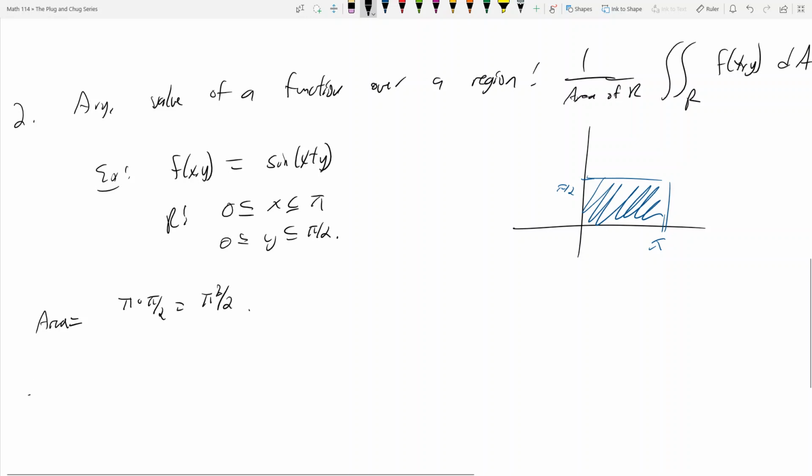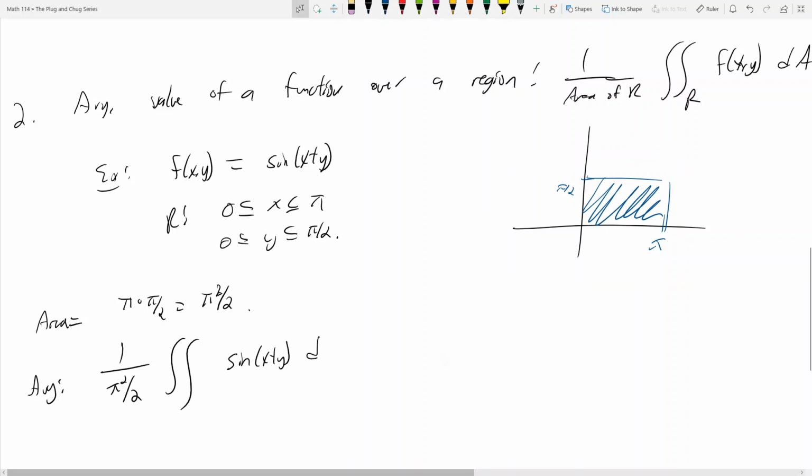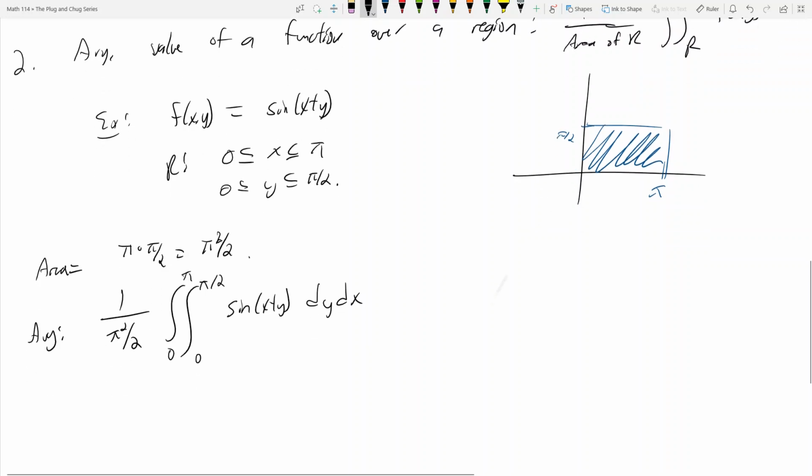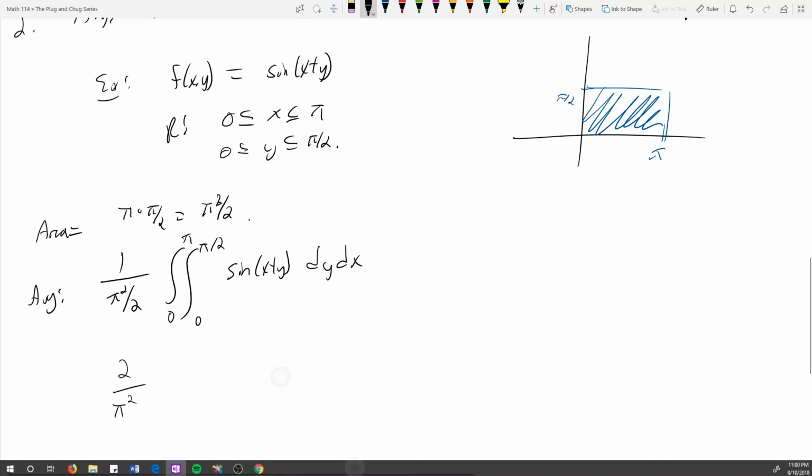Okay, and then the average value of the function is going to be 1 divided by pi squared over 2 times the iterated integral, so the double integral of f of x, y, which is sine of x plus y, and then here, dy dx or dx dy doesn't really matter because you have a rectangular region, okay? We're just going to do dy dx, no particular reason why, besides that's just the way I wrote it down on my sheet of paper. So that's going to be the average value of the function. So this is really 2 over pi squared out in front, okay?